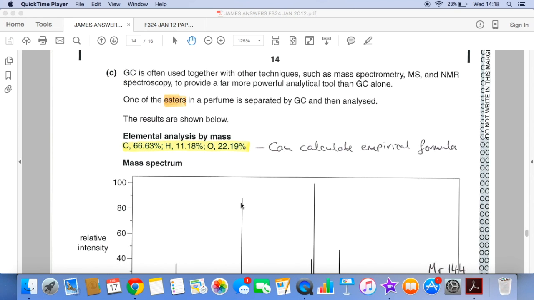The big analysis part now. So we're told that it is an ester in a perfume. It's separated by gas chromatography and then analysed.